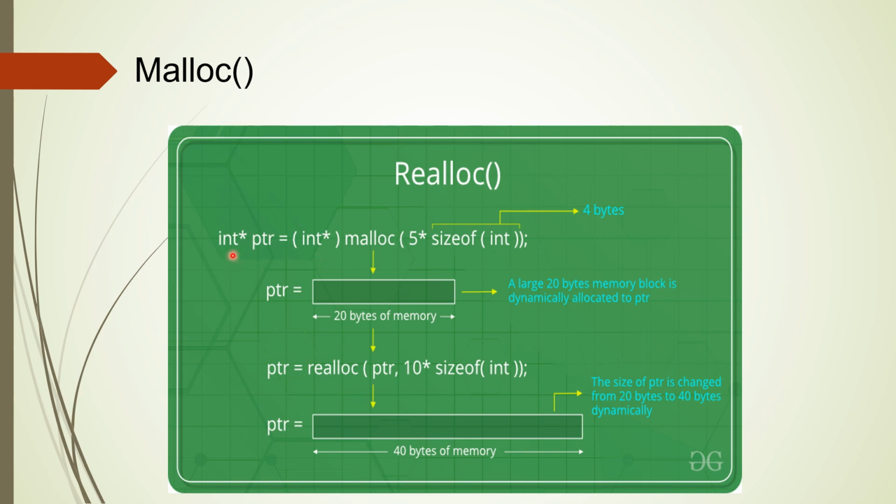Suppose this is float star ptr, then you have to write float star. This is for explicit type conversion. I think you have studied the concept of type conversion in the previous semester. So here int star is for explicit type conversion. Why? Because the malloc function returns the address of a dynamically created memory block of unknown type, which is going to be stored into a ptr of known type.